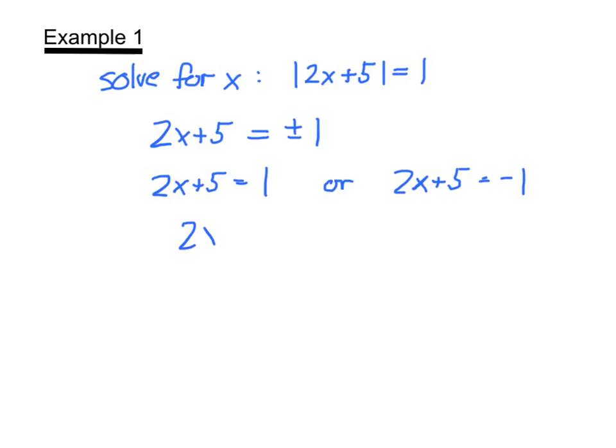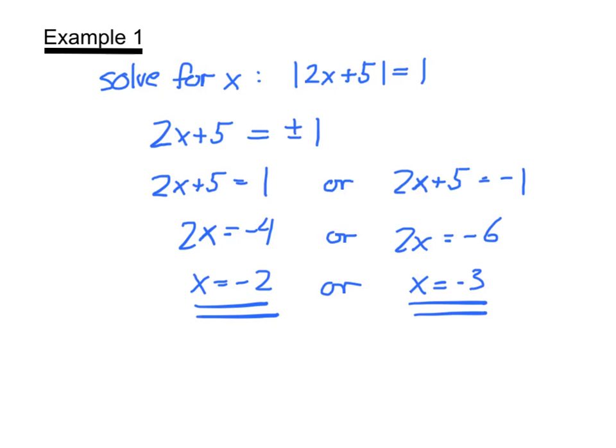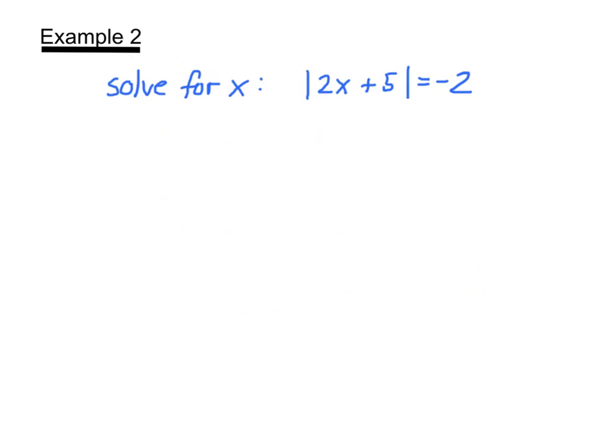I get 2x equals negative 4, or x equals negative 2. And for the right-hand equation, I get 2x equals negative 6, which means that x equals negative 3. And so I get two solutions here. And when you're solving these types of equations, you should be looking for two solutions when possible. And sometimes you won't get two solutions, and sometimes you won't get any. So let's take a look at an example of that.